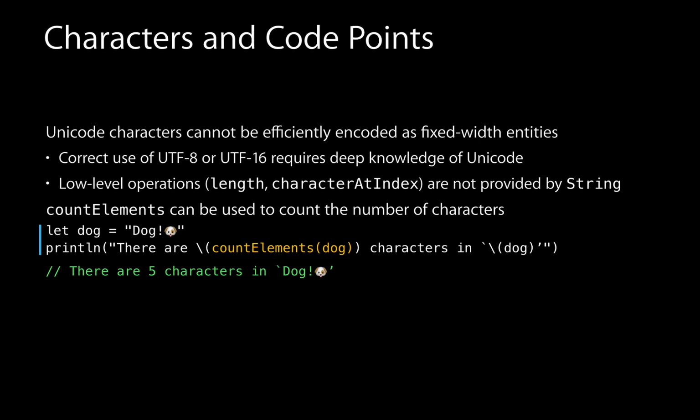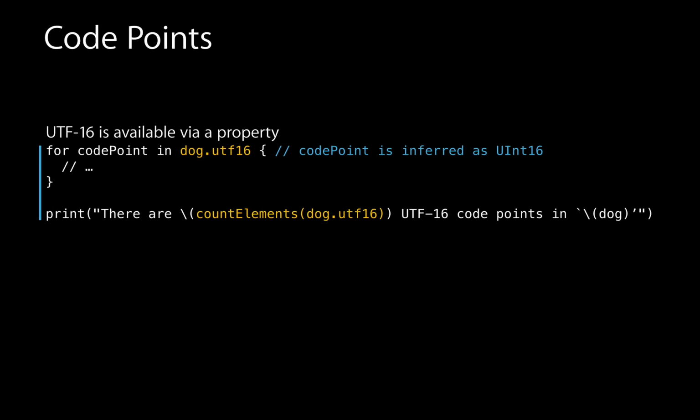Some of you will want to work with code points. Right? You may be Unicode experts, and that's wonderful. You can get access to the code points. There's a property, UTF-16, that gives you a lazily computed view on the string, producing the UTF-16 code points in that string. And we can go walk over these 16-bit unsigned integer code points. We can print out the number of code points here. And of course, you'll get the answer 6, because there are 6 UTF-16 code points in this string.